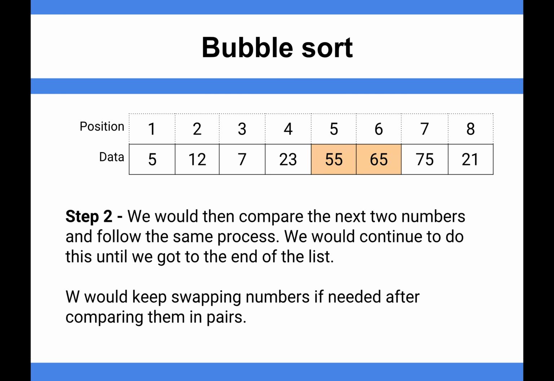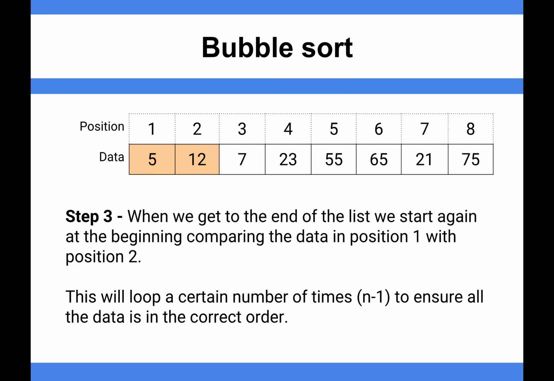And then again, it looks at 55 and 65. According to just those two, they're correct. 65 and 75, they're correct. And then 75 and 21, they're going to have to swap. Now, I'm not going to keep going through this because I haven't made the PowerPoint to keep going through it, but you get the idea. So what happens now is it will go through again for these two, and then again, and then again, and it keeps going and goes back.